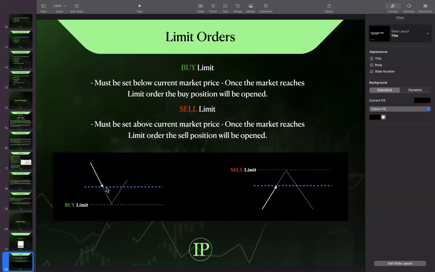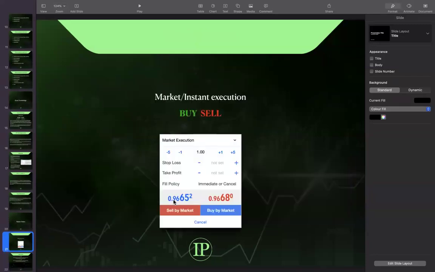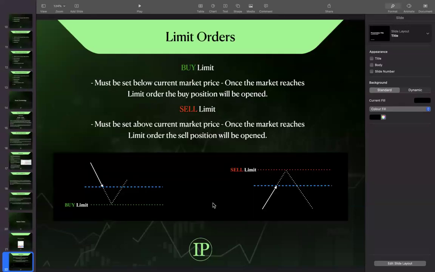So if this is where the market is currently, a buy limit will have to go below. If we go back here, we can see it's 0.96652. So it needs to be about 10 pips below that in order for you to place a buy limit. So let's say it is 0.96550. That is where you are going to place the limit order.